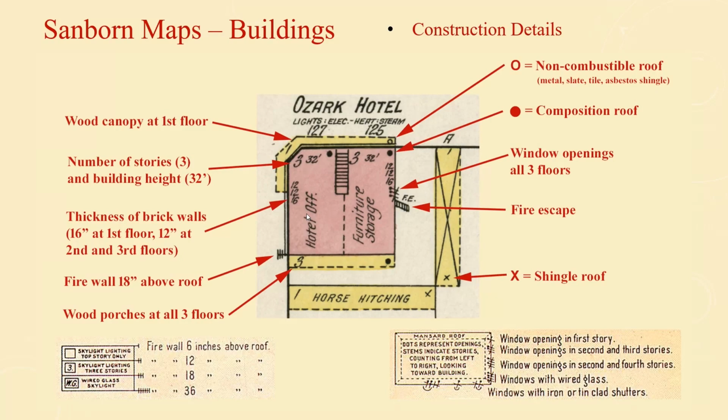The symbol is aligned with the back of the building, so that parapet is along the back of the building, and then there's a line that extends from that symbol around the other 2 sides of the building, so that parapet extended around those 2 sides as well.